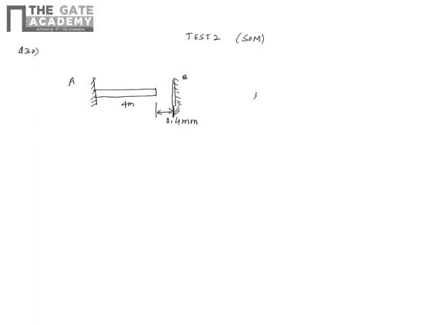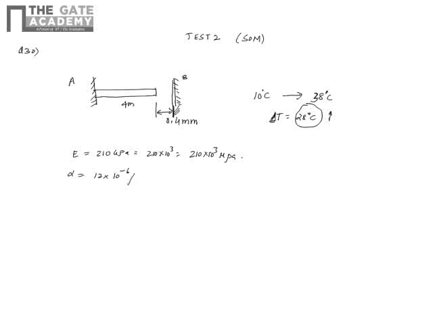The temperature is 10 degrees and the temperature has been increased to 38 degrees Celsius. So the rise is basically 28 degrees Celsius, a uniform increase in temperature. And the value of Young's modulus is 210 GPa, which is nothing but 210 into 10 power 3 MPa. Alpha, the thermal coefficient of expansion, is given as 12 into 10 power minus 6 per degree Celsius.